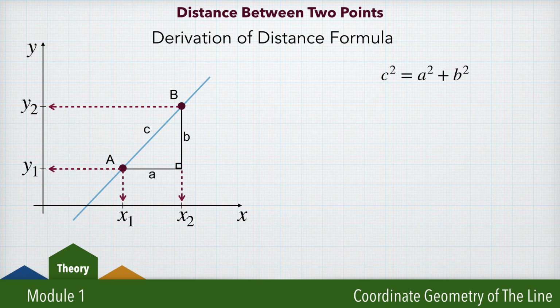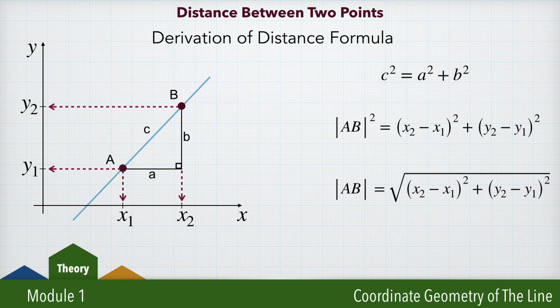Putting these values into the Pythagoras equation gives us the length of AB squared is equal to the horizontal length, x2 minus x1, all to be squared, plus the vertical length, y2 minus y1, all to be squared. To find the length of AB, we must get the square root of the other side. So the length of AB is equal to the square root of x2 minus x1 squared plus y2 minus y1 squared. This gives us the coordinate geometry formula for the distance between 2 points.